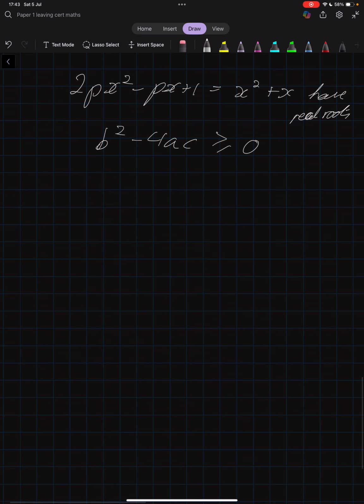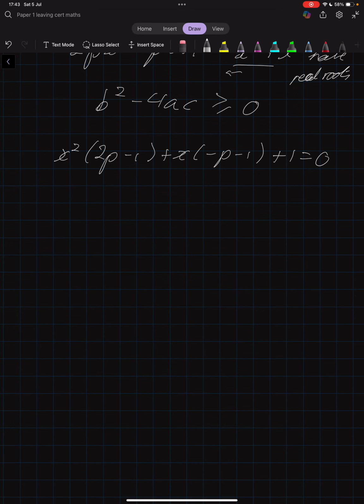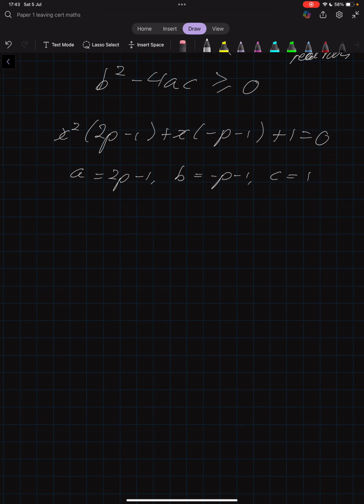So in this case, if I bring this over to the left hand side, I get x squared into 2p minus 1 plus x into minus p minus 1 plus 1 equals 0. So again, a is 2p minus 1, b is minus p minus 1, and c is equal to 1. Therefore, if I do b squared minus 4ac, I get minus p minus 1 squared minus 4 times a, which is 2p minus 1, times c, which is 1.